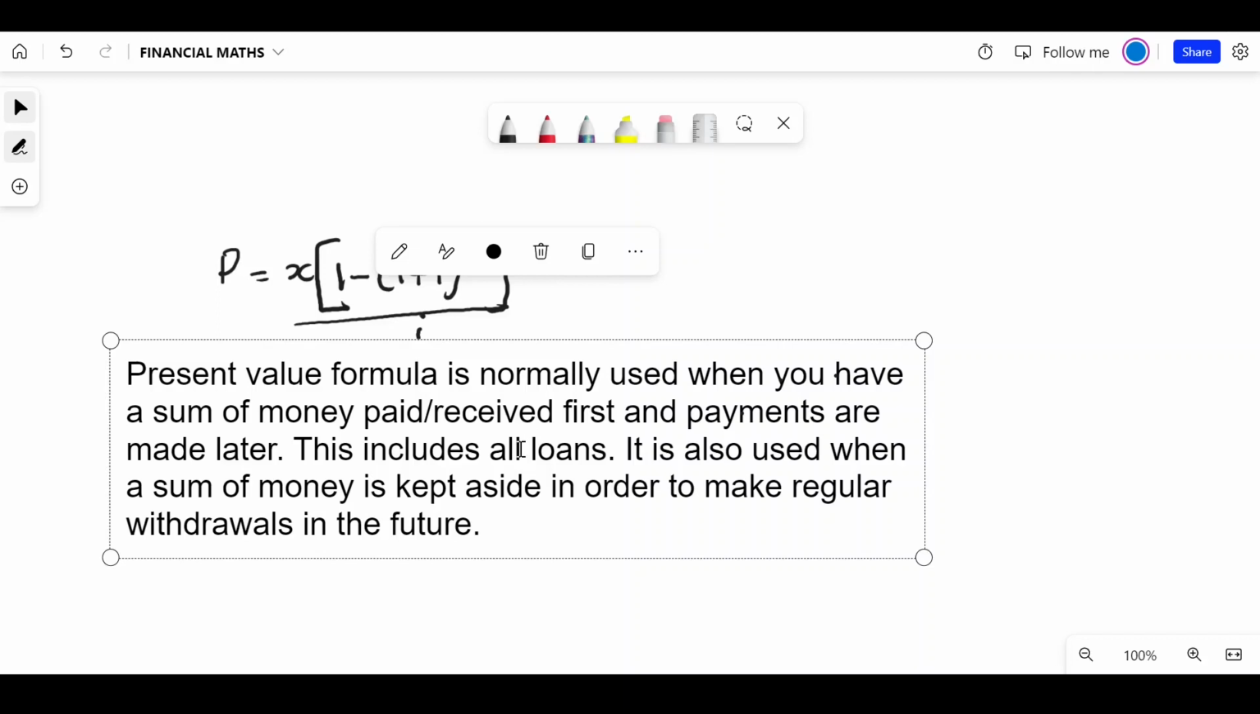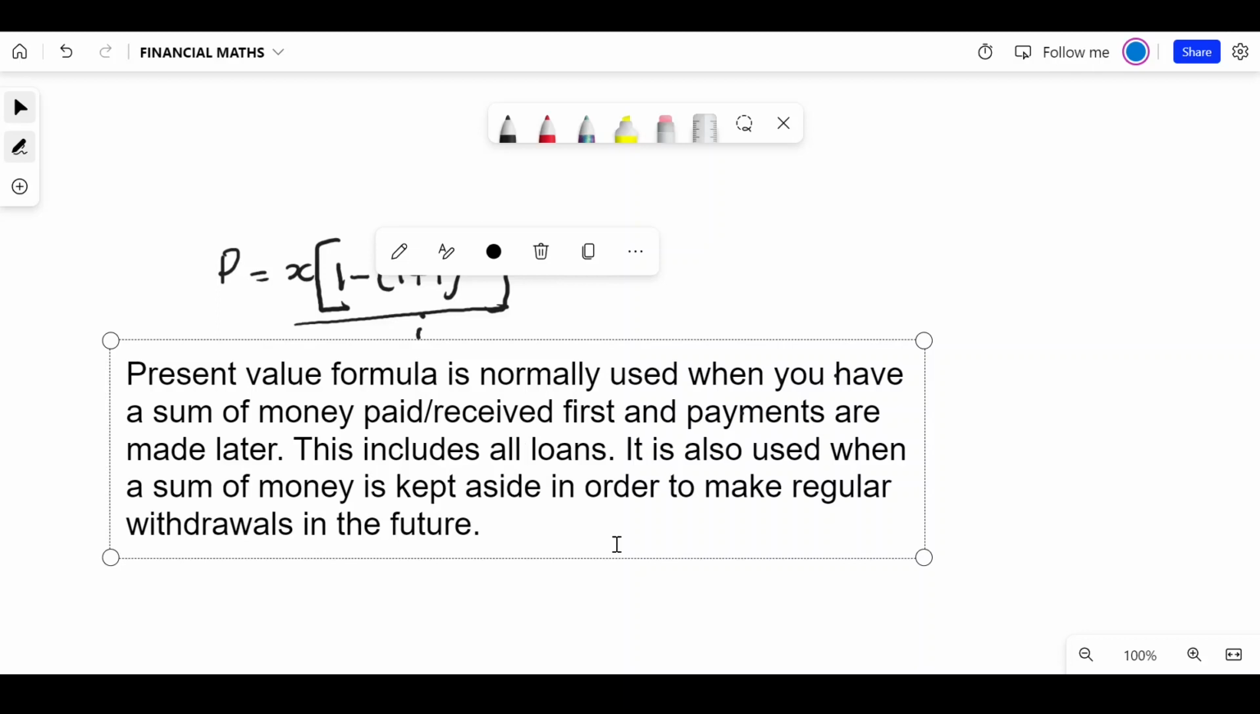That means, for example, someone retired and got a sum of money, but that person doesn't want to use the money now. So he puts the money in the bank to get a withdrawal of, let's say, for example, 10,000 rand every month. So his money in the bank is getting finished over time. But the sum of money is now at present. So in that case also, we use the present value formula.